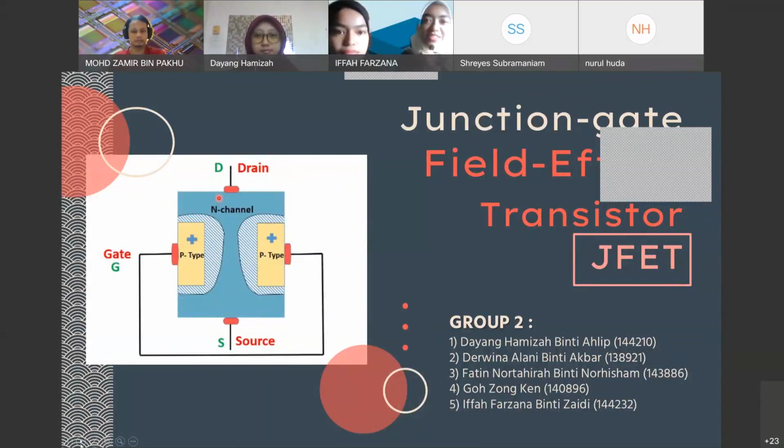Assalamualaikum and good morning to our dedicated doctor and our fellow friends. My name is Fatin Tahira. We will conduct the presentation, and our group 2, which is led by Dayang Hamiza binti Alin, Darwina Alina binti Akbar, myself Fatin, Go Zon Keng, and Ifa Farzana binti Zaidi. Our group will present about JFET, which is Junction Gate Field Effect Transistor.